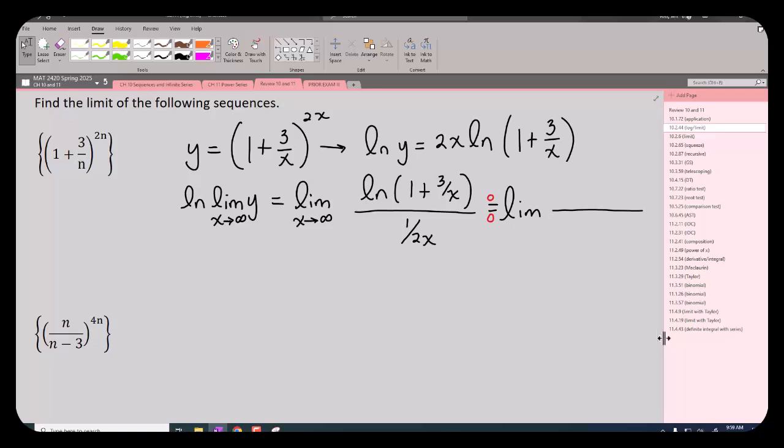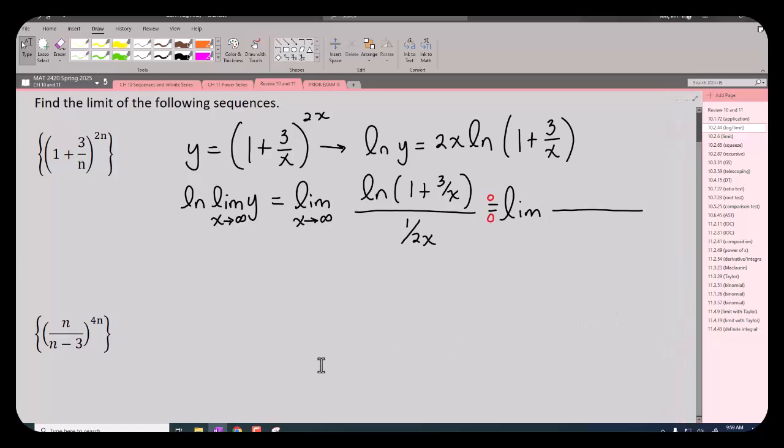So to differentiate that, the derivative of a log, we start with 1 over the inside, multiplied by the derivative of the inside. So the derivative of this inside here is 0, the derivative of 1 is 0, plus this derivative. 3 over x is really 3x to the negative 1, so we end up with negative 3x to the negative 2, or negative 3 over x squared. So that's the derivative of the inside.